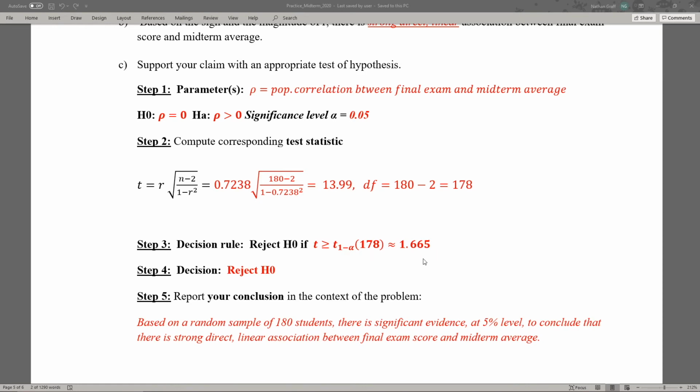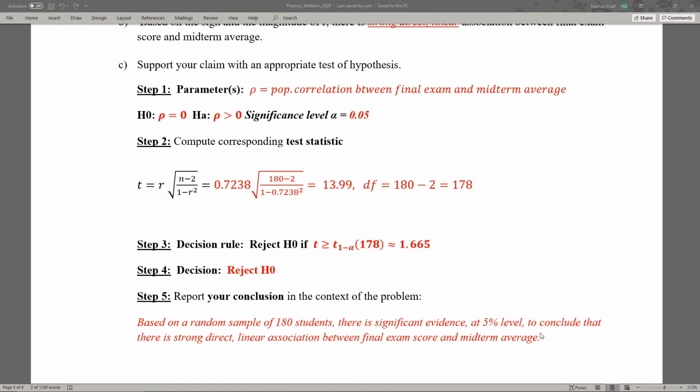Furthermore, since our test statistic is nearly 14, we reject the null hypothesis, and we can conclude that based on a random sample of 180 students, there is significant evidence at the 5% significance level to conclude that there's a strong, direct, linear association between final exam score and midterm average.